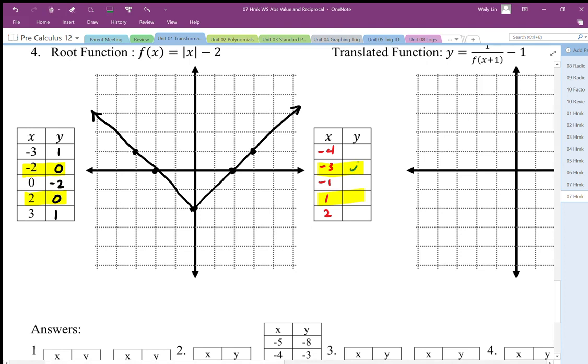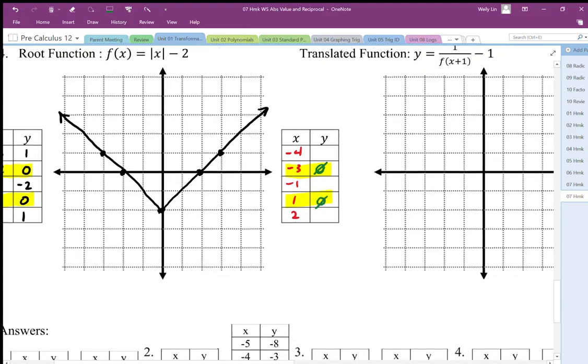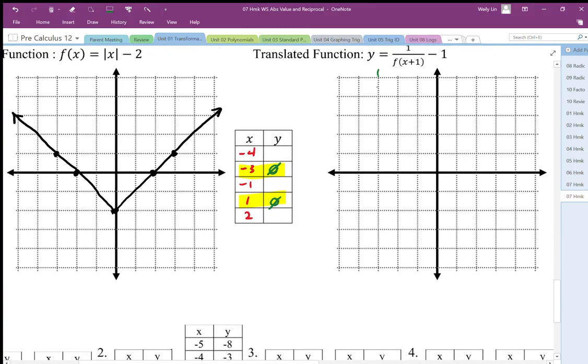Okay, so I'm just going to put our asymptotes here. So at -3 and +1 represent our asymptotes, and those are the key. That is a key point.